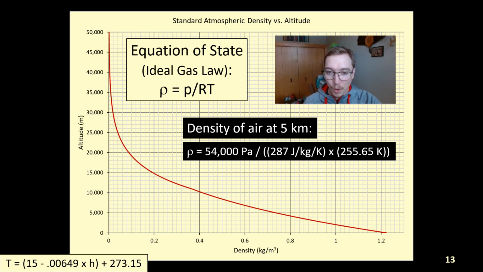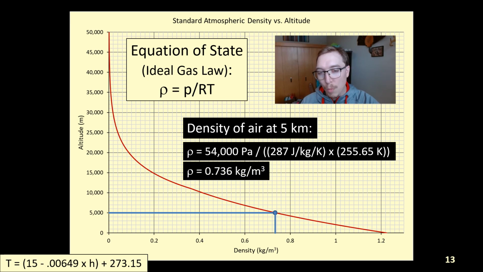All right, here's our equation. 54,000 pascals divided by 287 joules per kilogram per Kelvin times 255.65 Kelvin gives us about 0.736 kilograms per meter cubed.